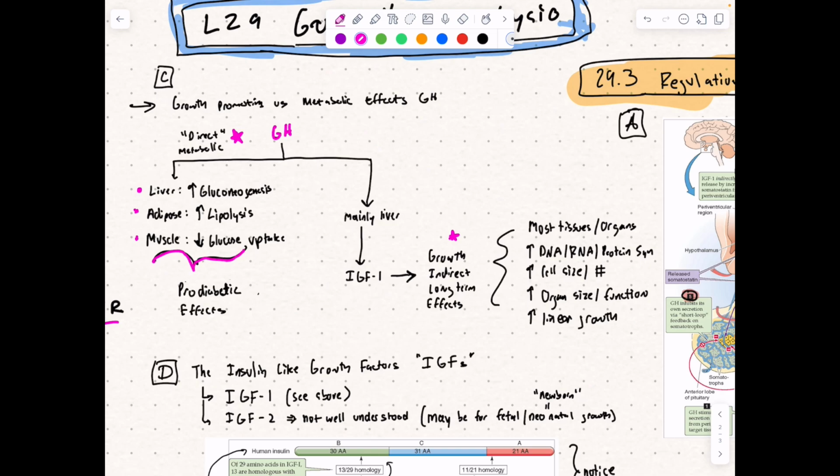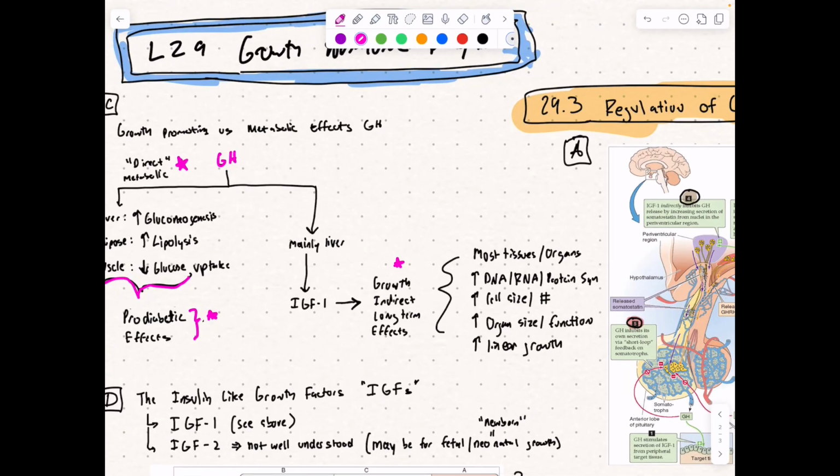All of these would be basically adding to the blood glucose concentration in the blood. So we would say these are all pro-diabetic effects that growth hormone has. And then the indirect effects are, well, we have the growth hormone receptors primarily in the liver, and so the liver is going to produce insulin-like growth factor 1, and then that's going to cause the indirect effects of actual growth. And so IGF-1 will act on most tissues and organs, increase DNA, RNA, and protein synthesis, increase cell size, increase organ size and function, increase linear growth.